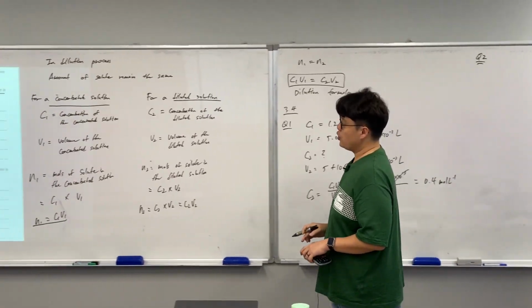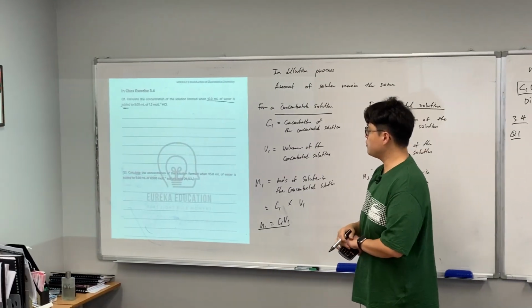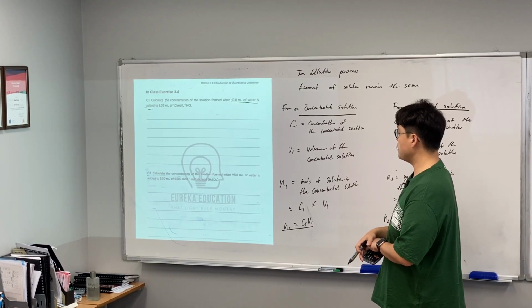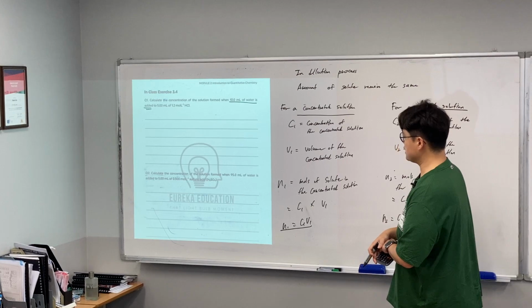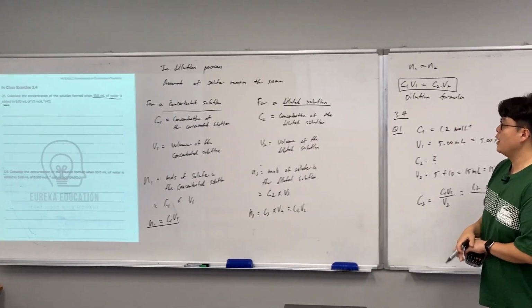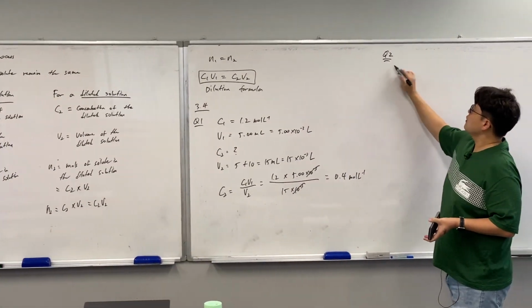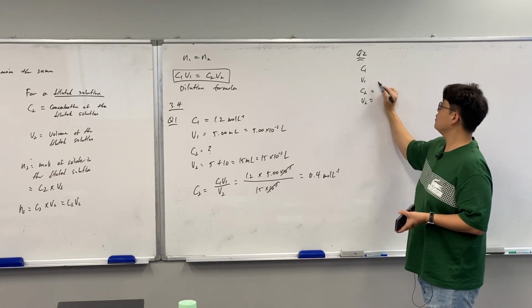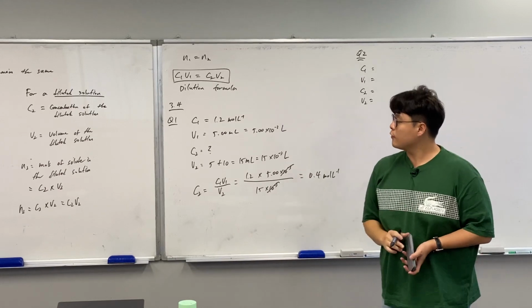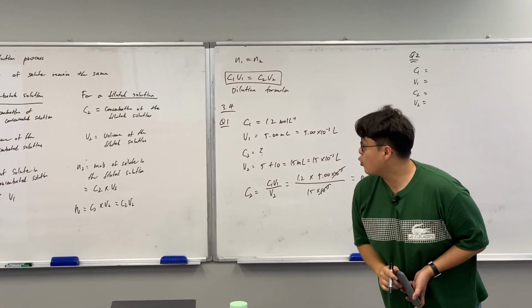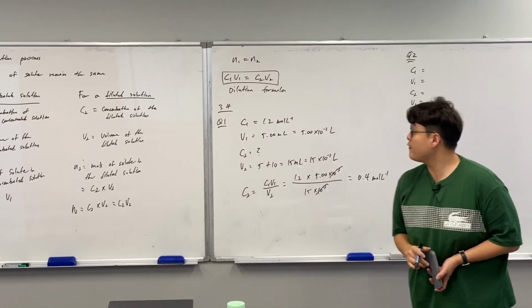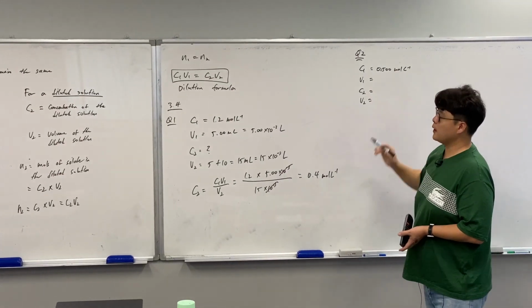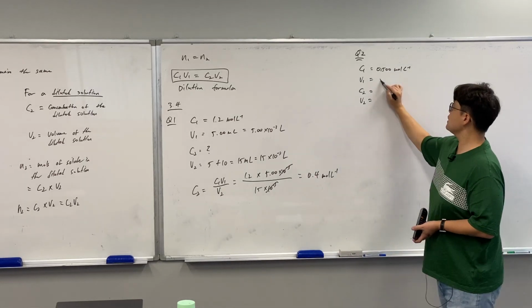Let's do question 2. Calculate the concentration of the solution formed when 95 mL of water is added to the 5 mL of the 0.5 molar sulfuric acid, H2SO4. So again, let's write down all the information that we have: C1, V1, C2, and V2. The first concentration given for sulfuric acid is 0.500 mole per liter. Volume is given as 5 milliliters.